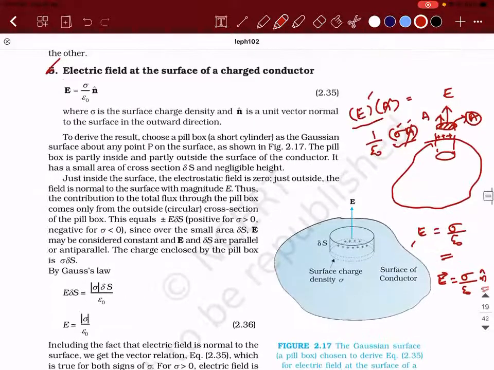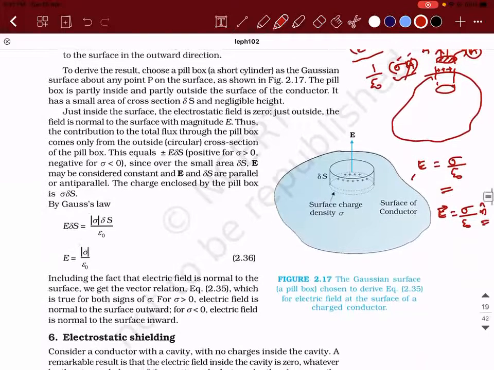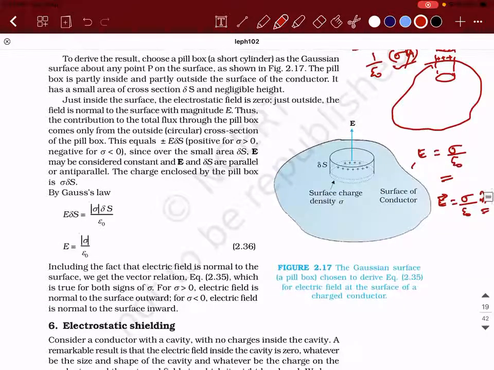Where is 2.35? That is the topic. E is equal to sigma by epsilon naught n cap, which is true for both sides of sigma. If sigma is greater than 0, the electric field is normal to the surface, outward. If sigma is less than 0, it is normal to the surface, inward. That's it. Clear?